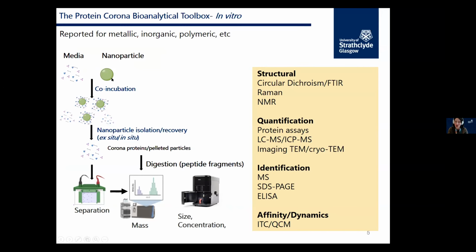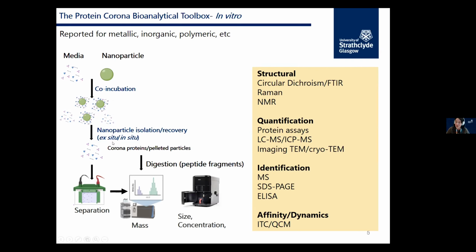So the most common and typical approach is to treat a nanoparticle within either a protein-containing media or blood products, so looking at plasma, sera, or even cell culture media to look at how the particle will interact. There will normally be a period of co-incubation. Mostly this takes place under static conditions, based on the majority of reports that are available within the literature, and it will normally take place at physiological temperature.